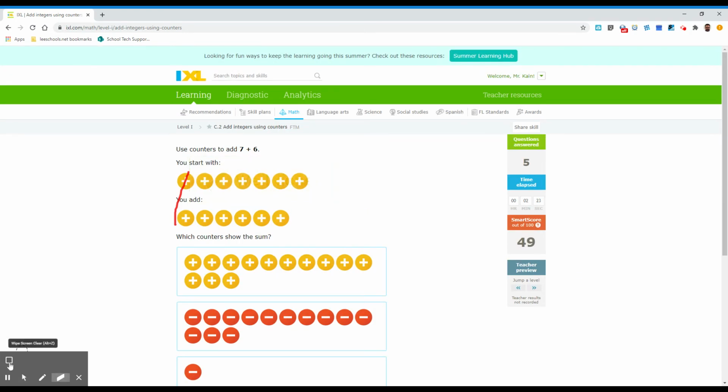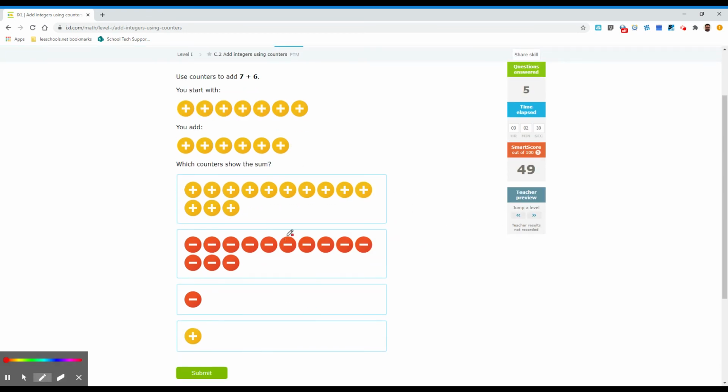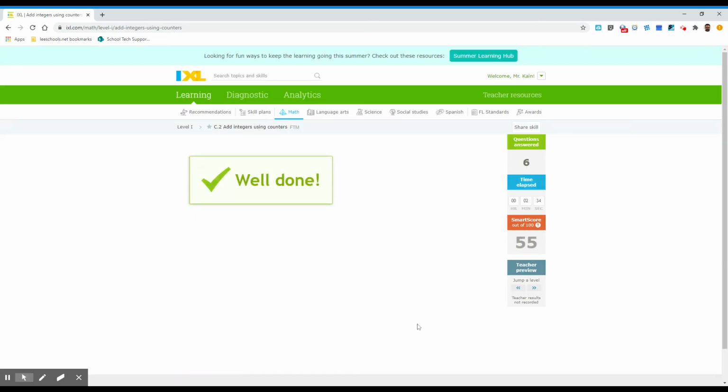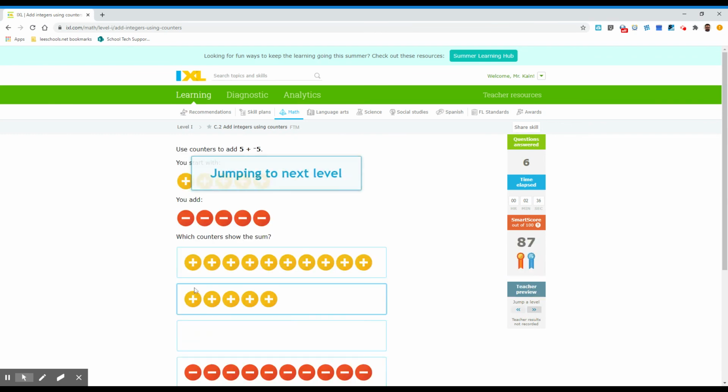Okay, let's go up another level. Well, this you would just add up the total counters. It's probably this one, right? I don't even need to add them up, right? I think it's just this right here. The only one that makes sense. Okay, let's jump up. We're at 87.